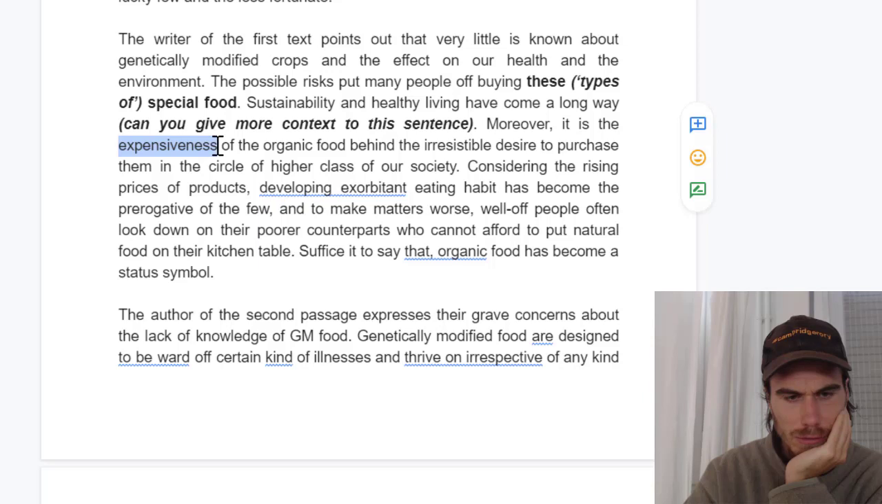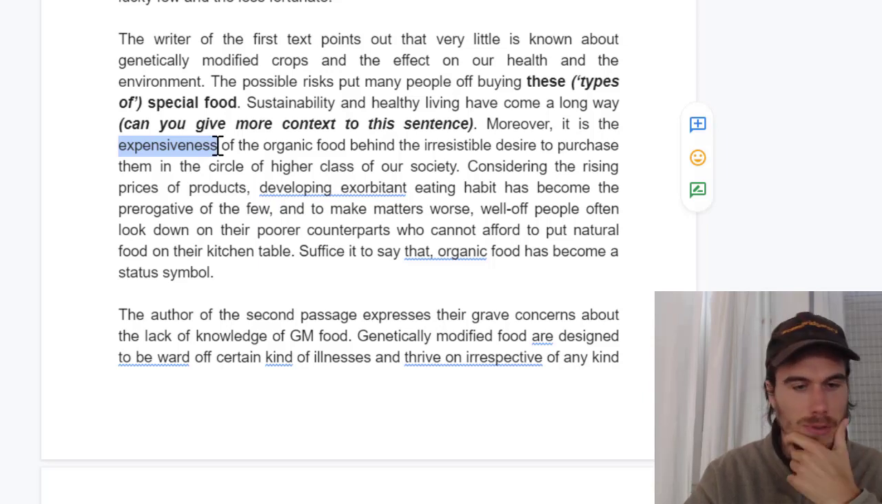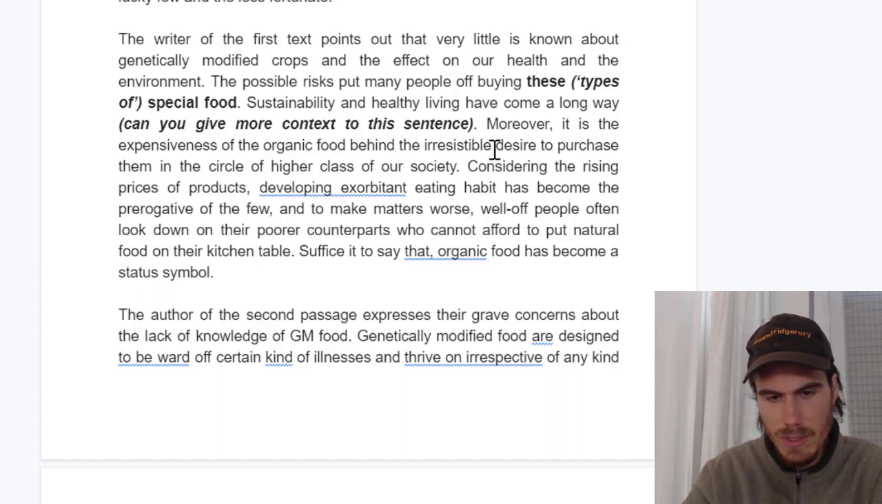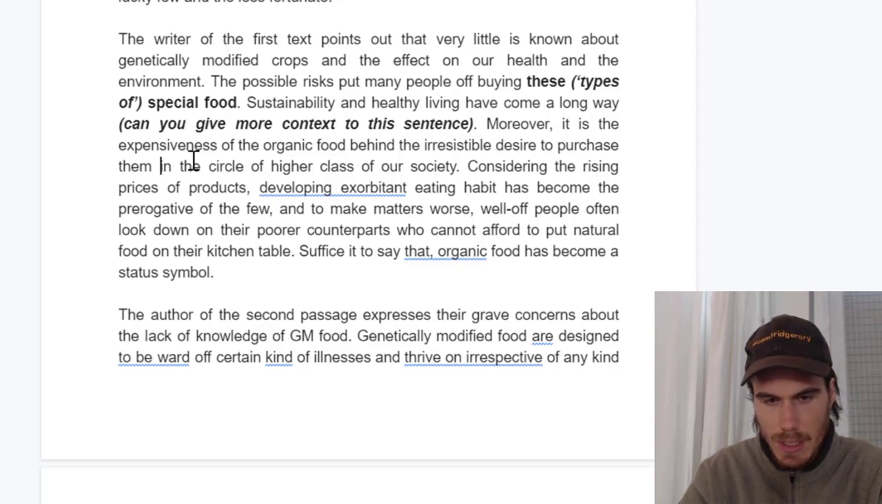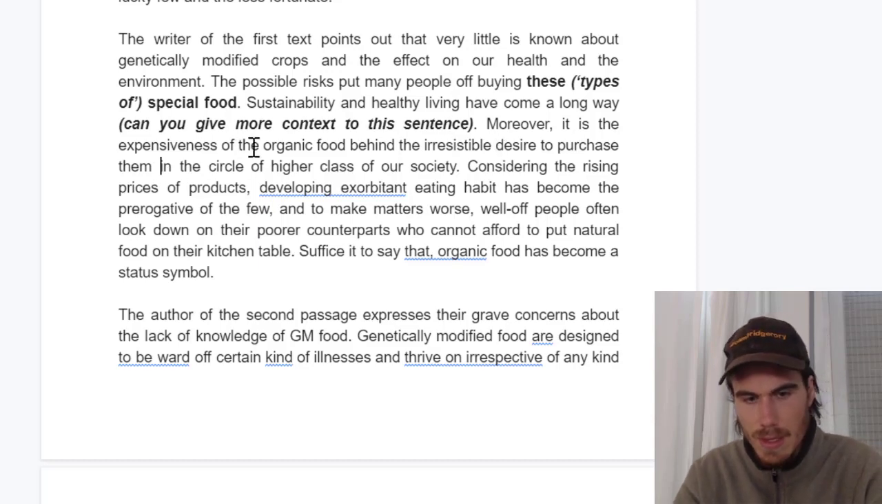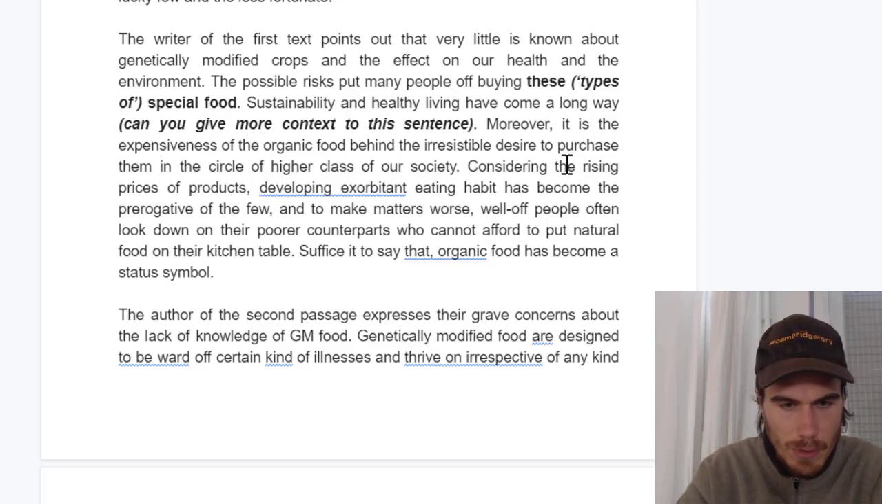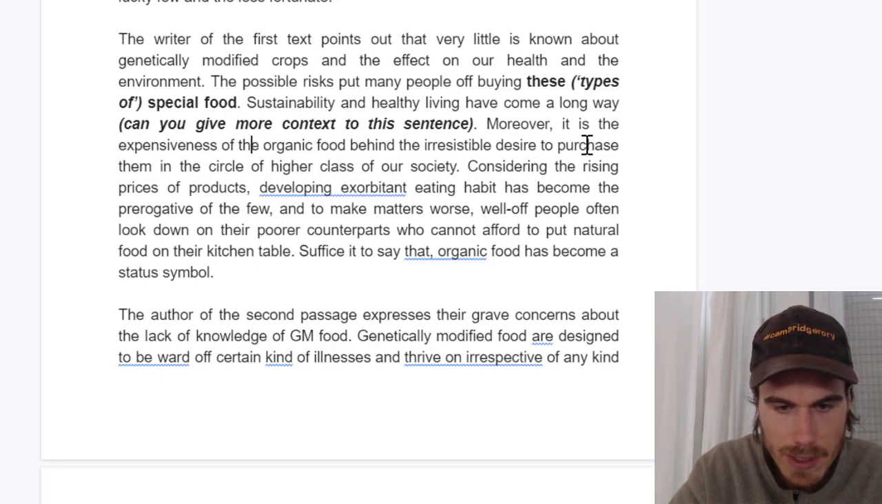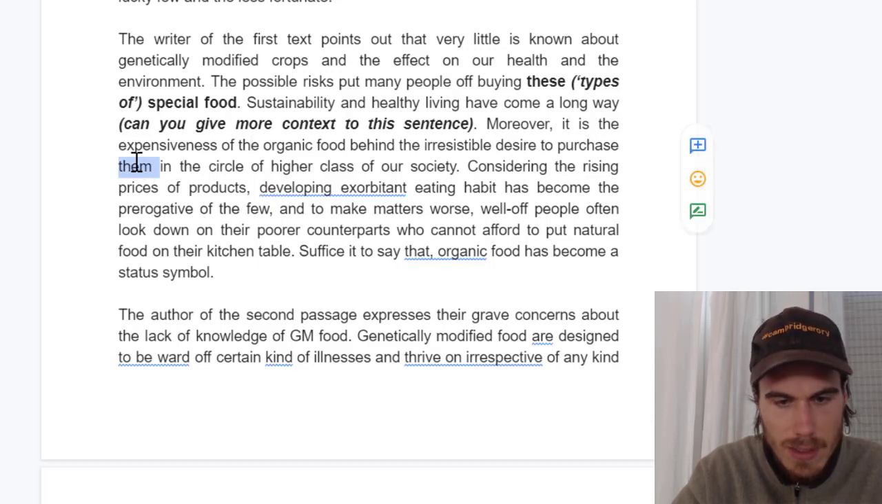I've never really heard this word expensiveness before. I'd maybe say the cost of the organic food. It's possible it's a word, I just don't know it. "It's the cost of the organic food behind the irresistible desire to purchase them." Okay, so there's a problem again about this countable and uncountable thing. So it is the cost of this organic food behind the irresistible desire to purchase it, let's say, or these organic foods.